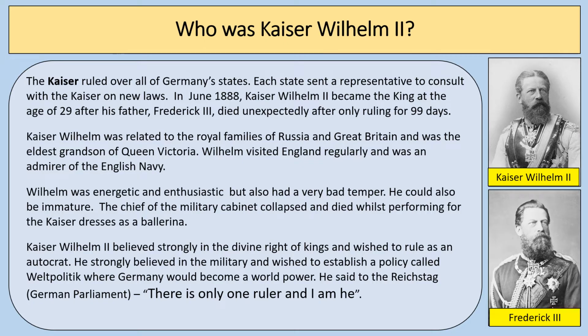Now, in terms of his guiding political philosophy, he believed in the idea of the divine right of kings. He wanted to rule as an autocrat in a time when Germany was industrializing and there was pressure for there to be more of a sharing of power, if not democratic pressure. He, however, strongly believed in the military. He wished to establish a policy that we've talked about called Weltpolitik, where Germany would become a world power. He also underscored his autocratic principles when he said to the Reichstag, which was the German parliament, "There is only one ruler, and I am he."